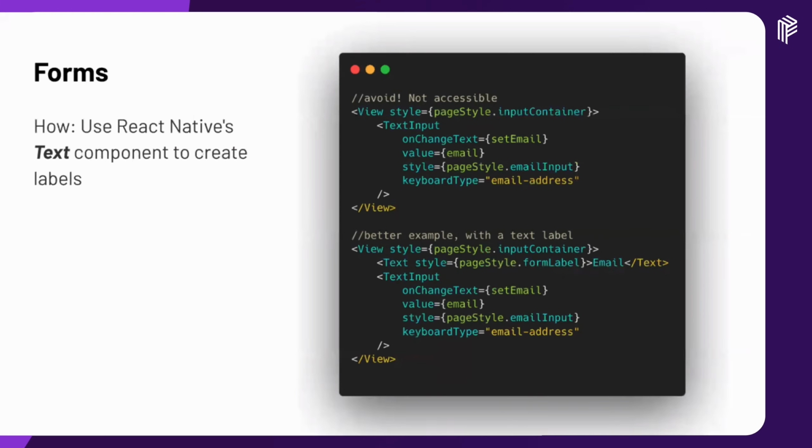And I guess how to do it in React Native. The TextInput component doesn't have a label prop, but what you can do is use the Text component from React Native to set the label, and then you can of course style it and create your own. But it's really important to have them for every input.